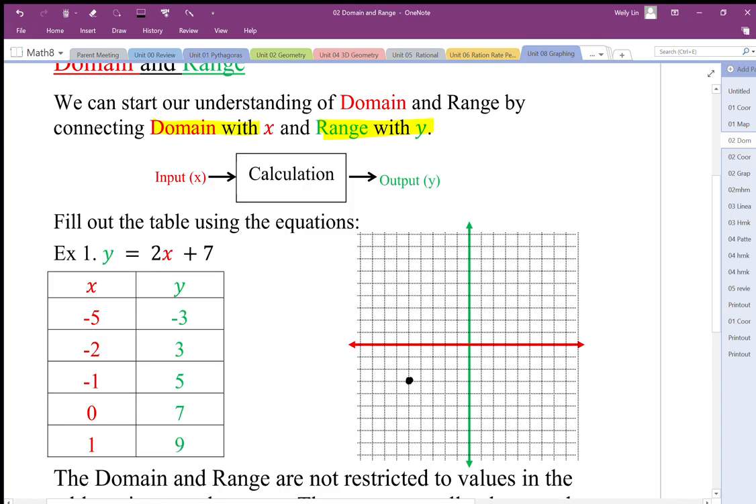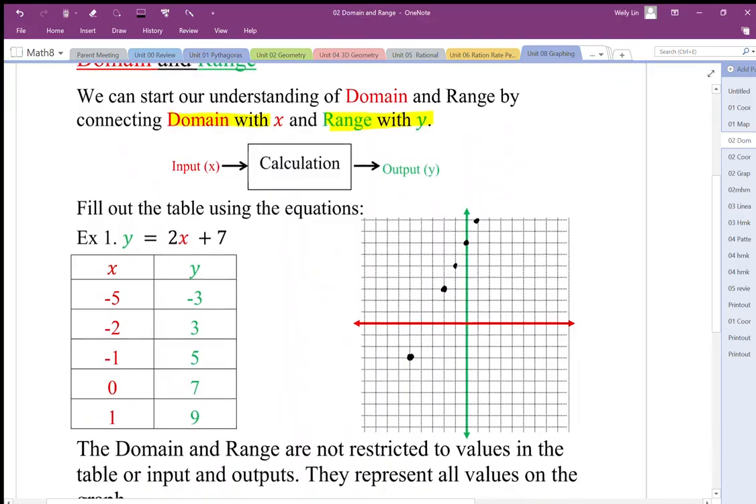If I put negative 2 into here, I get negative 2 times 2 is negative 4, plus 7 is going to give us positive 3. So I have a domain input of negative 2, a range output of positive 3. And I can do the same with these other coordinates, negative 1, positive 5; 0, 7; and 1, 9. And they happen to give us this straight line pattern.